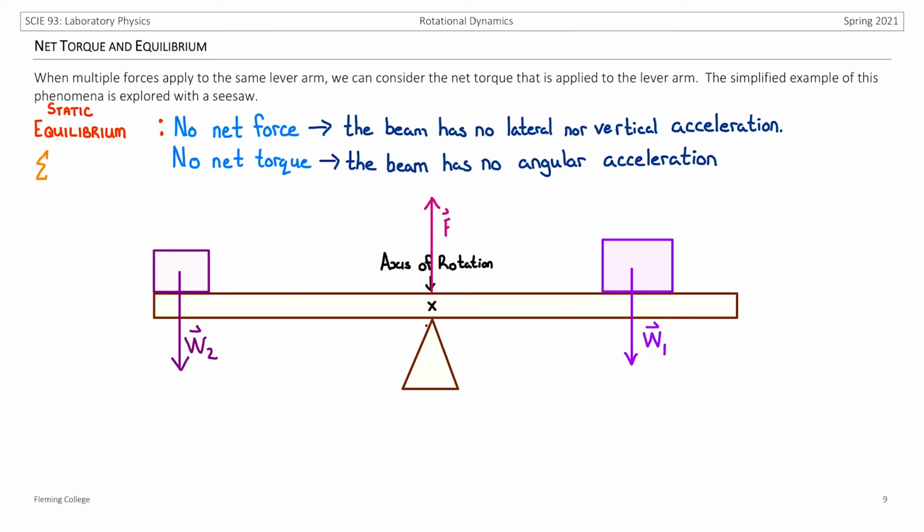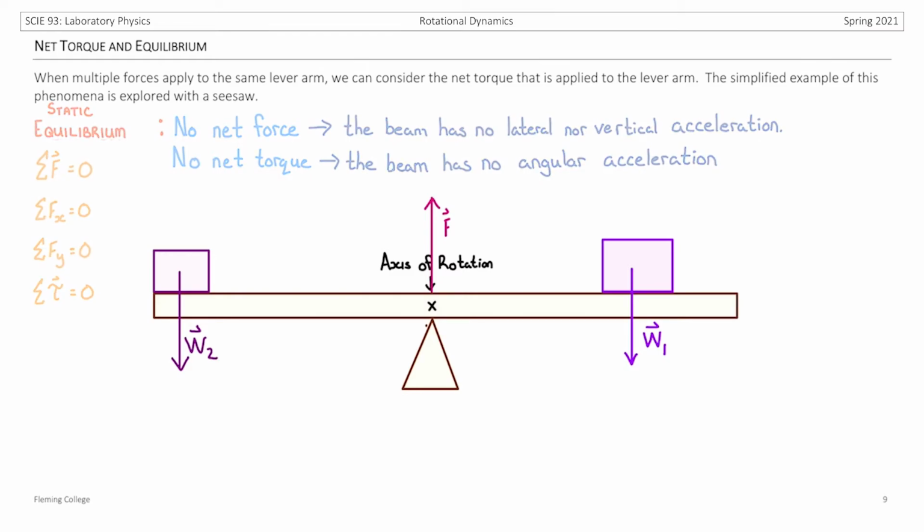This shows up as multiple equations. This means that the sum of all forces will be 0, or that can be broken down into the sum of all the forces in the lateral direction, or x, is equal to 0, the sum of all forces in the vertical direction, or y, is equal to 0, and the sum of all the torques around the axis of rotation is equal to 0. Now, these are the conditions of static equilibrium. Not every balance problem is in static equilibrium.